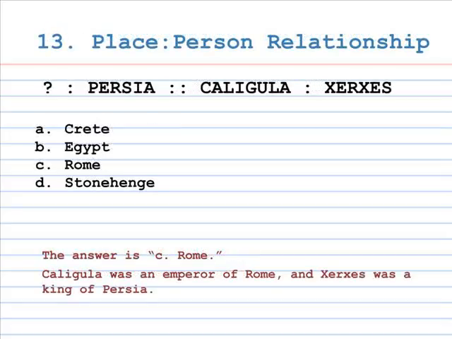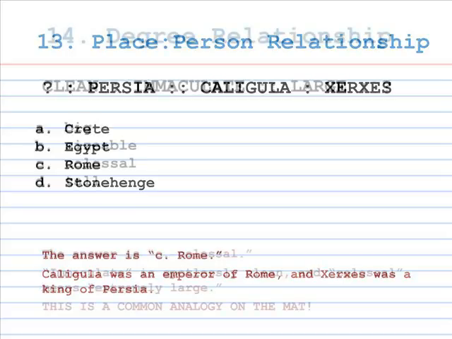13. Place is to person relationship. A, Crete; B, Egypt; C, Rome; D, Stonehenge is to Persia as Caligula is to Xerxes. The answer is C, Rome. Caligula was an emperor of Rome, and Xerxes was a king of Persia.